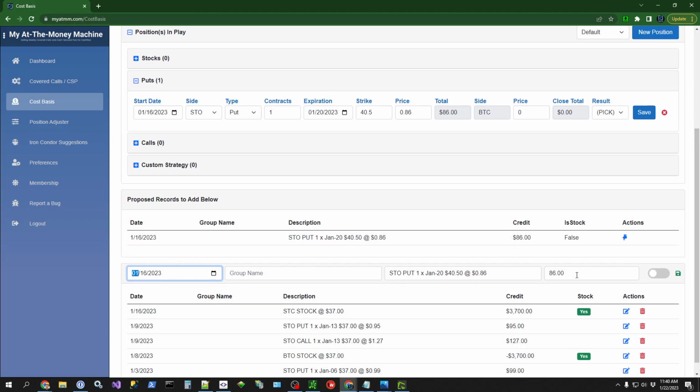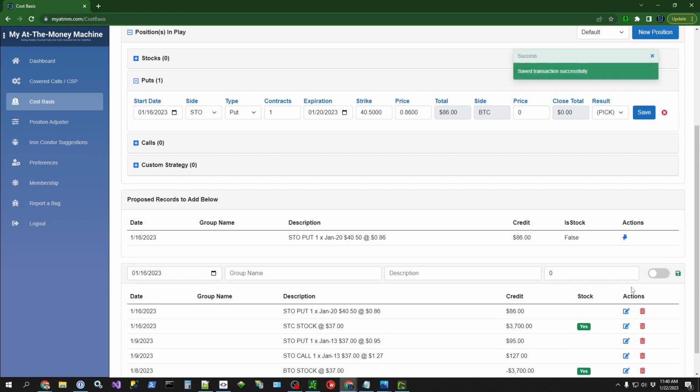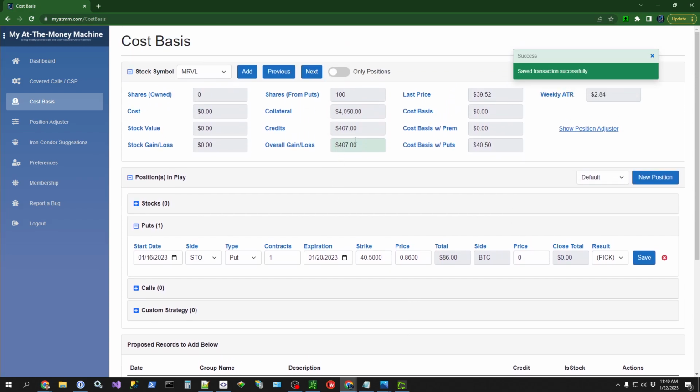All right, so in the demo account, we're not accounting for fees or anything like that. Their fees in Ameritrade would have been 65 cents plus some regulatory fee, so it would have been 85 and change, but we're going to just keep it to the raw numbers for ease of use. So go ahead and click save. And now that transaction has been saved for the $86, and you can see how the credits have gone up now.